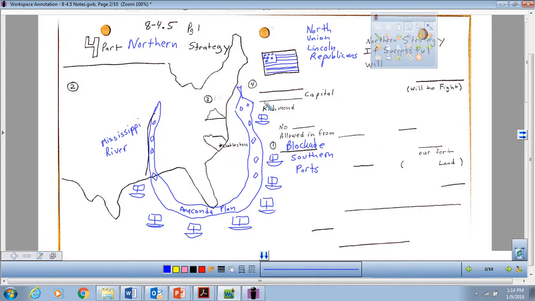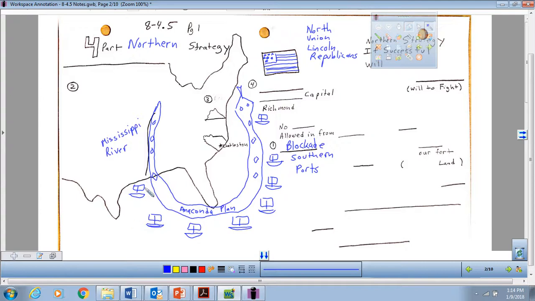They wanted to suffocate the South by cutting off the supplies. So, like a snake constricts an animal and cuts off its air supply, they wanted to cut off these war supplies from the South. And they would have used thousands of ships. Well, hundreds maybe. But that is part one. It is to blockade the southern ports.